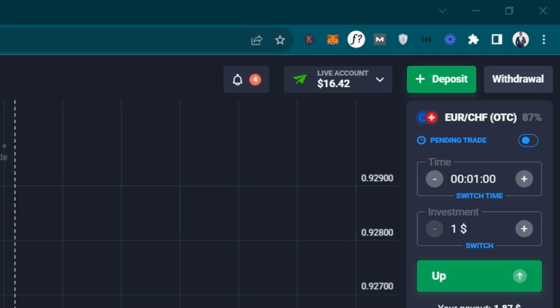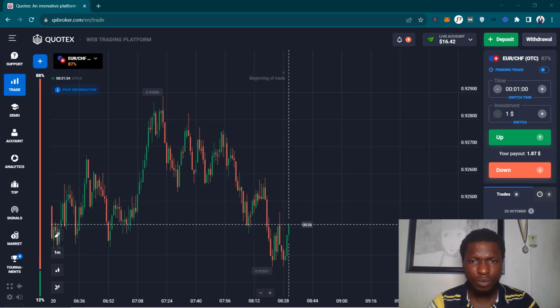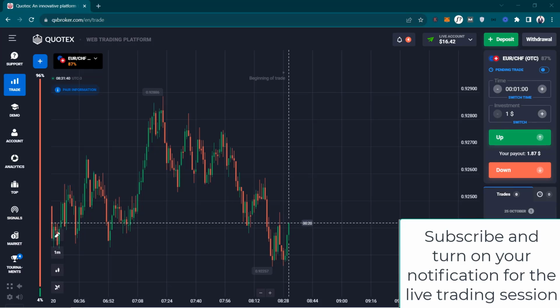So let's look at exactly what we do. I'm going to predict an upward trend, and if it doesn't work out, then I'll go for the first gale and I'll go for a second gale. But from my prediction, it's an upward trend. I'm going to change this. I'm going to stick to 1 minute, and then let's see what happens.